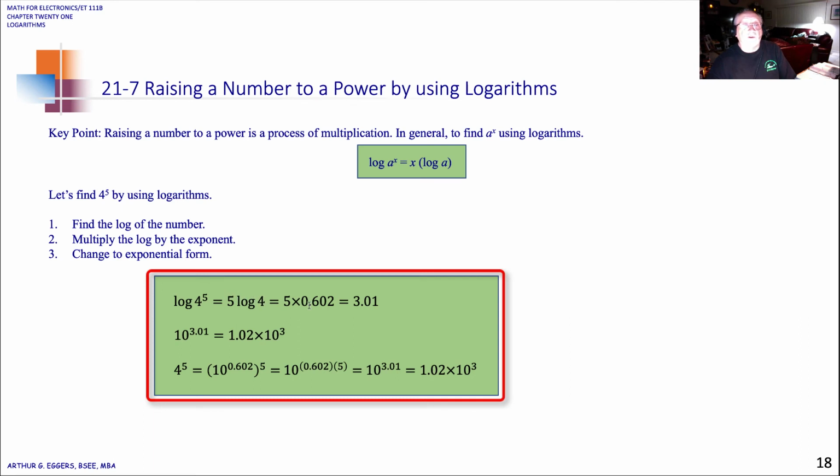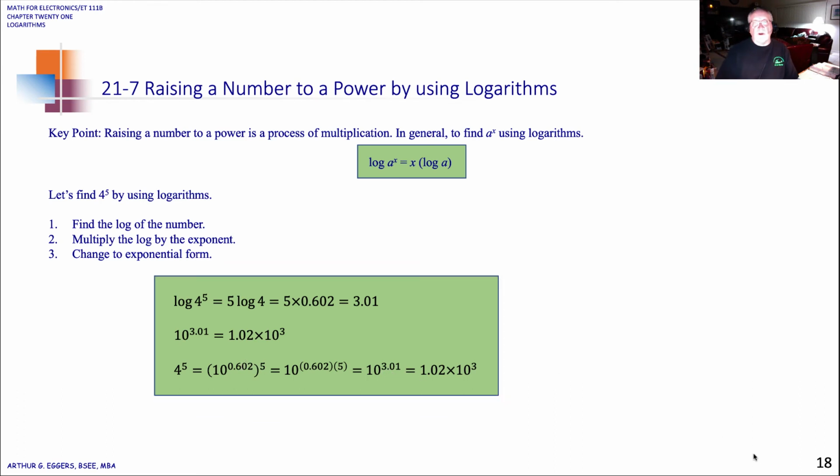So log of 4 is 0.602. Multiply that times 5, I get 3.01. 10 to 3.01 gives me 1.02 times 10 to the third. Handling it exponentially along the bottom here, you can look at it. Again, this is something you would have to do on your calculator to handle those fractional exponents.